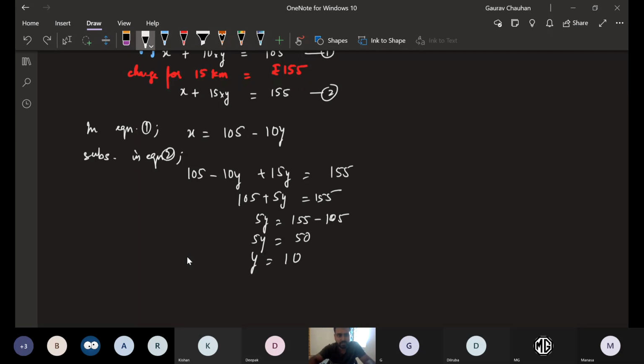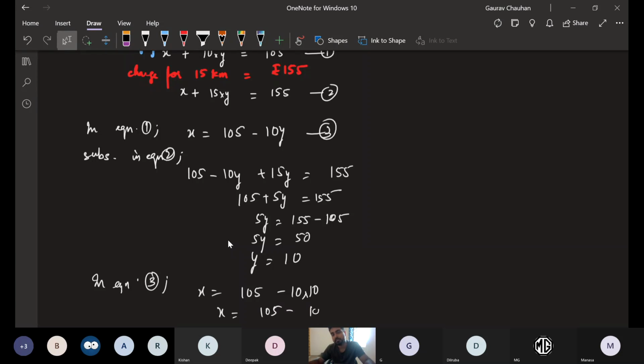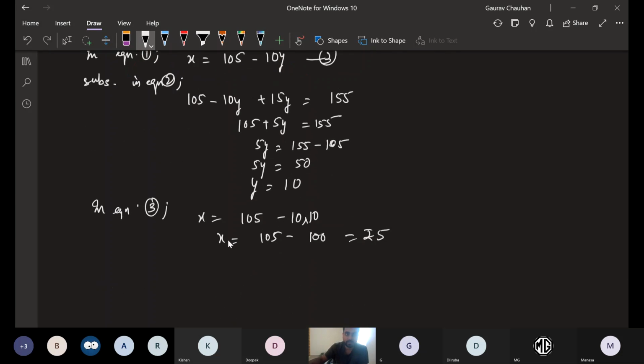Am I correct? Have I made any mistake here? No. Y is equal to 10. So in equation 3, X is equal to 105 minus 10 into 10. That is 105 minus 100, which is equal to 5. No need to write rupees when you're writing X and Y; you can write it in the final answer. So X is equal to 5, Y is equal to 10.